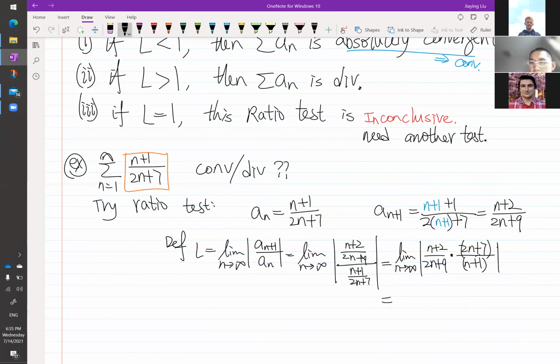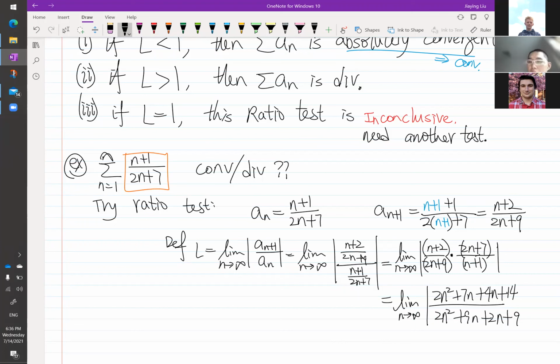So let me take a quick step. I'm going to expand the numerator and expand the denominator quickly. The numerator, if I expand it by FOILing, I get 2n squared plus 7n plus 4n plus 14. The denominator I have 2n squared plus 9n plus 2n plus 9. I'm going to quickly combine the two terms in the middle, the 7n and the 4n, that give me 11n. The denominator also gives me 11n, so plus 14 and plus 9.